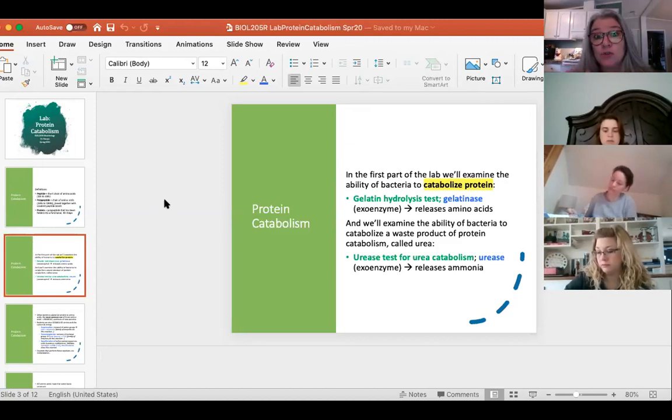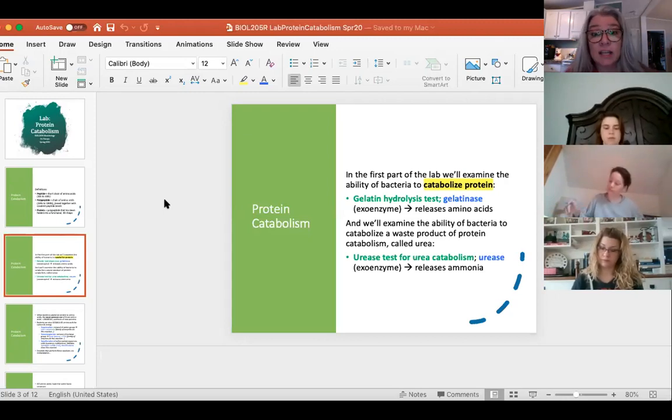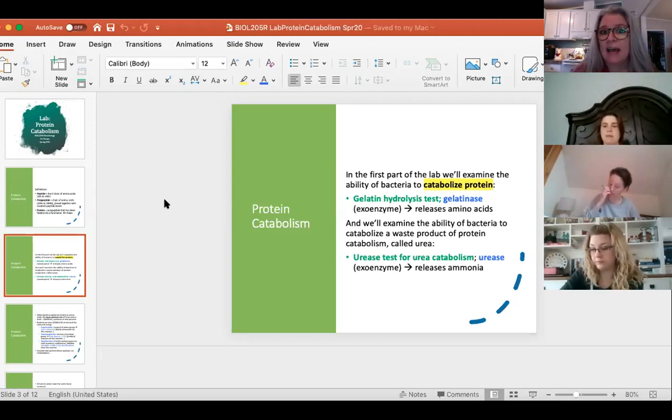Now we're going to look at two tests with these exoenzymes. We're going to look at what's called the gelatin hydrolysis test and the urease test. The gelatin hydrolysis test involves growing some bacteria on an agar plate that has gelatin in it, and then, as the cells grow into colonies, looking to see if the gelatin gets broken down.